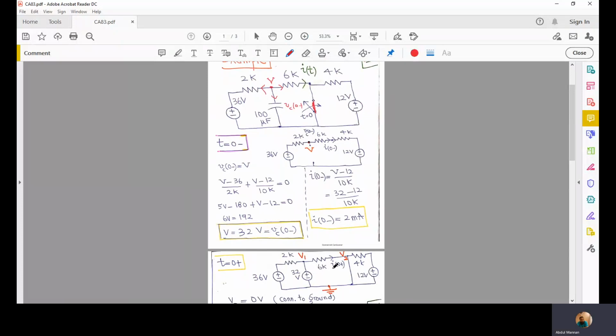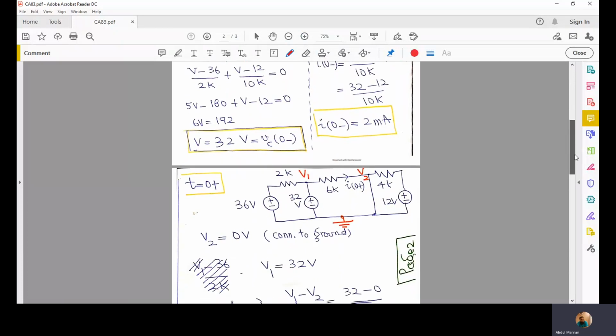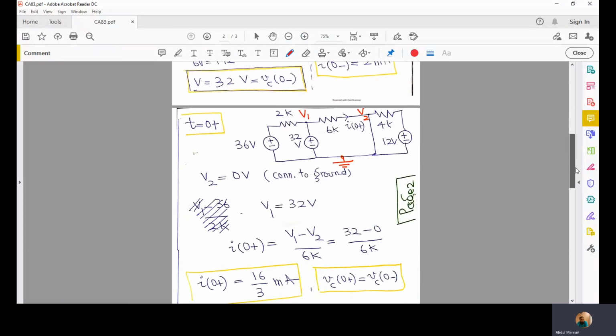And then we have this 6K resistor. This path is replaced with a short circuit because now we have closed the switch and the remaining circuit is the same. So let's analyze this circuit and find VC at 0 plus and I at 0 plus.